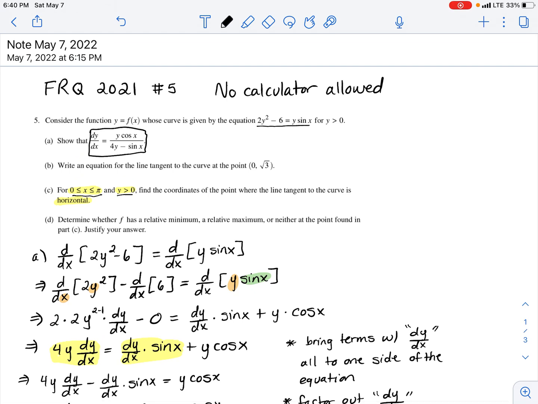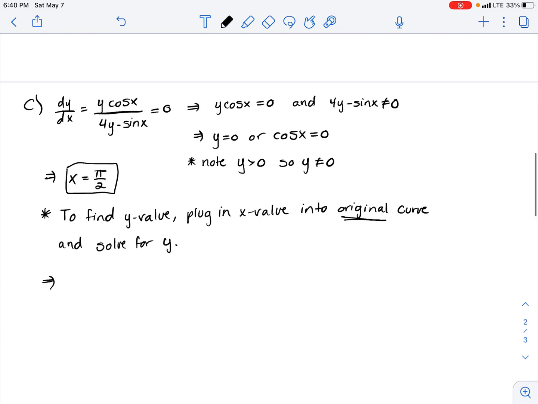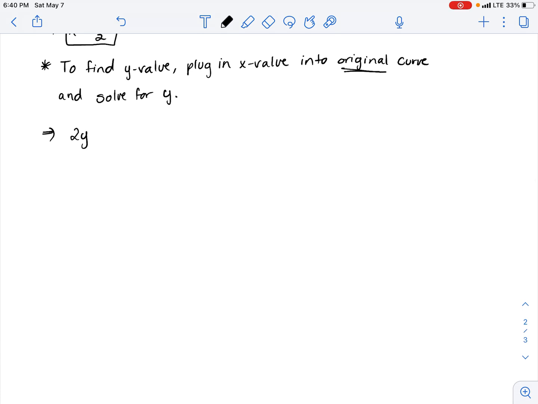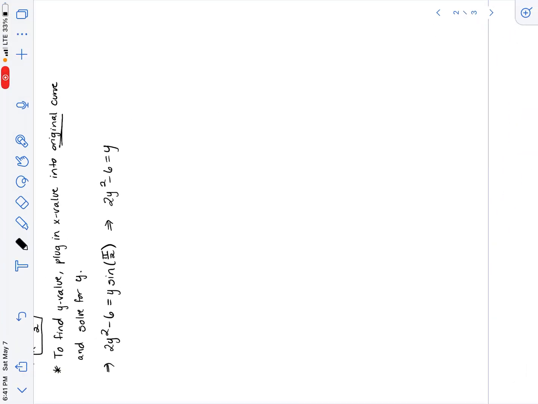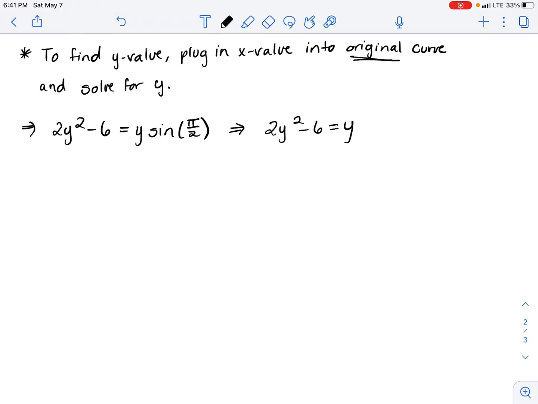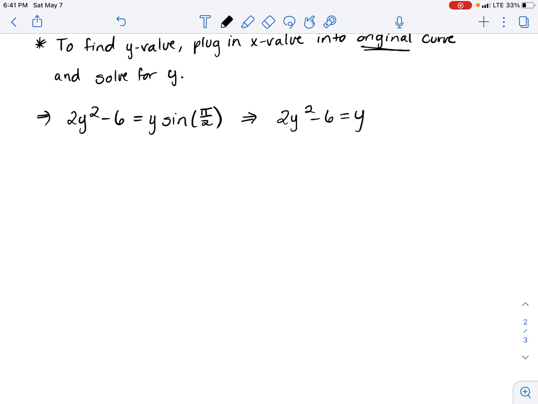And so I'm just going to plug in x equals pi over 2 for x, but I'm still going to have everything on the left-hand side, right? So I'm going to still have 2y squared minus 6 equals, and then I'm going to have y sine of pi over 2. And sine of pi over 2 is 1, right? So I have 2y squared minus 6 equals y. Sorry. And so now I need to subtract y from both sides.